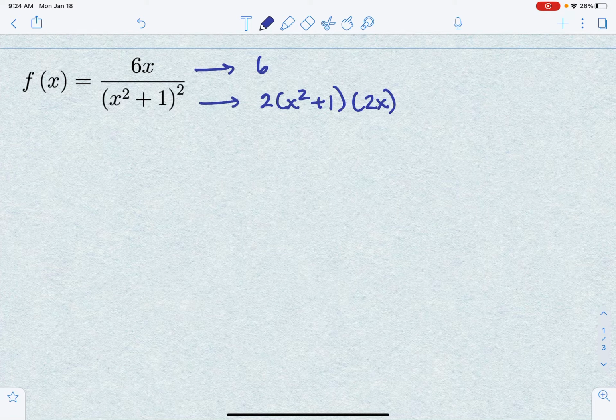And you know, while I'm here, I'm actually going to simplify this. I'm going to write that as 4x times x squared plus 1. And that's going to make it easier for us to plop this into the derivative formula.